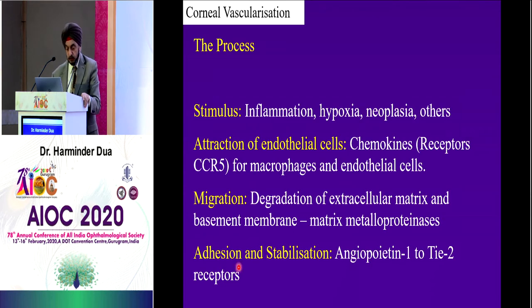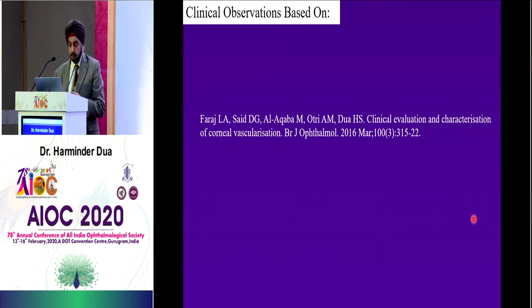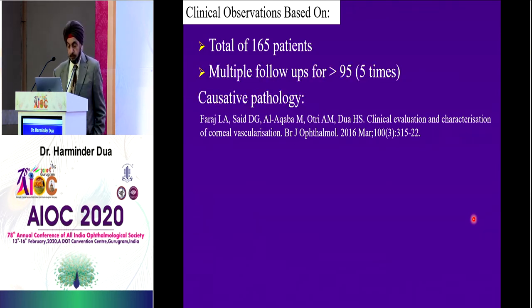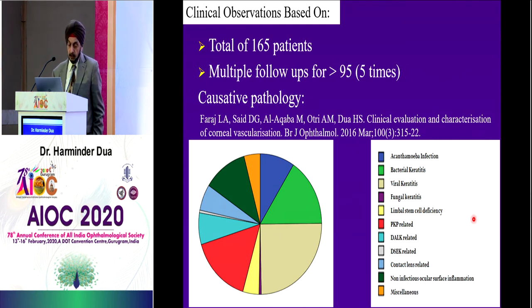And then once the cells have grown to where they have to grow, they have to adhere, and they have to stabilize and then canalize to let the blood flow. So those are the stages in corneal vascularization. Now clinically, of course, we don't see much of this, but in one analysis we did of 165 patients with multiple follow-ups, we looked at the corneal vascularization, and we found that acanthamoeba is the least likely to cause vascularization, herpetic virus is the most likely, but there's a whole range of different things, including surgery and contact lens hypoxia, which are common causes of corneal vascularization.